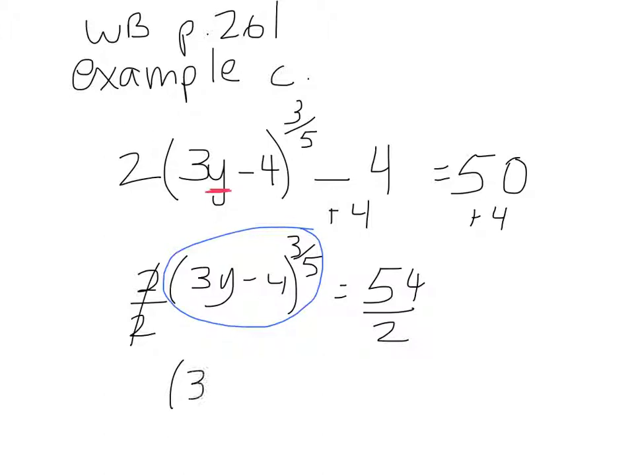So that's the purpose of moving over the 4 and the 2. This leaves us with 3y minus 4 to the 3/5. 54 divided by 2 is 27.